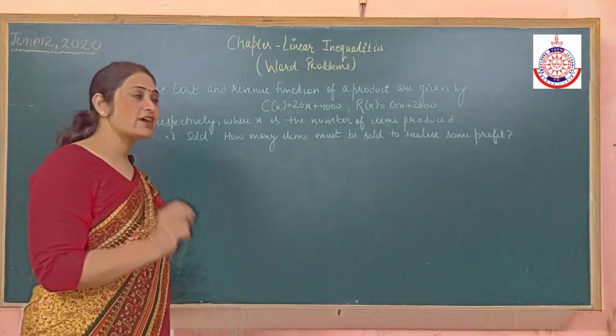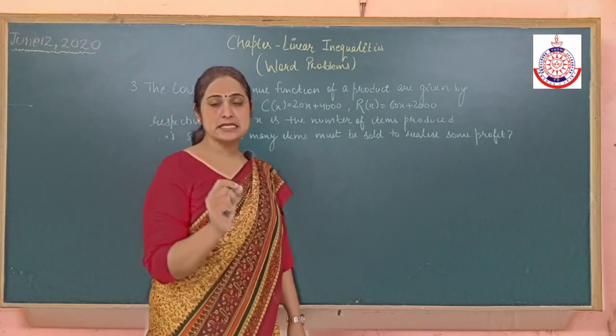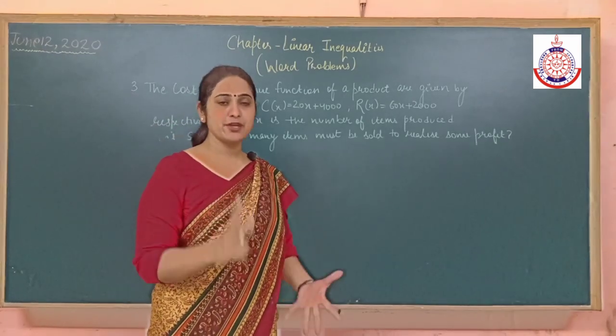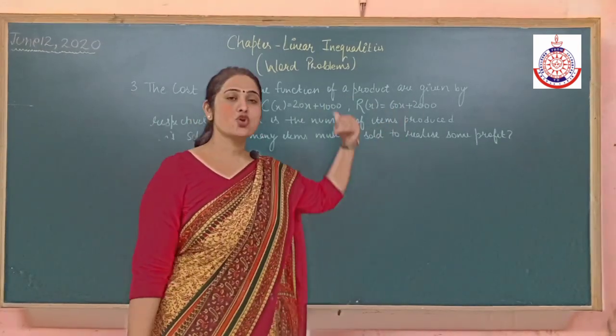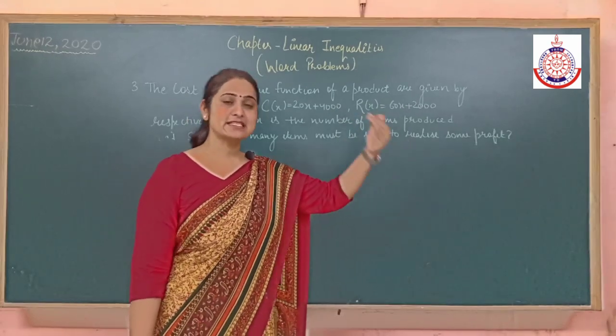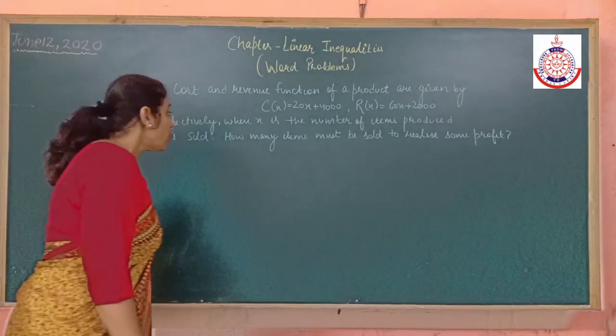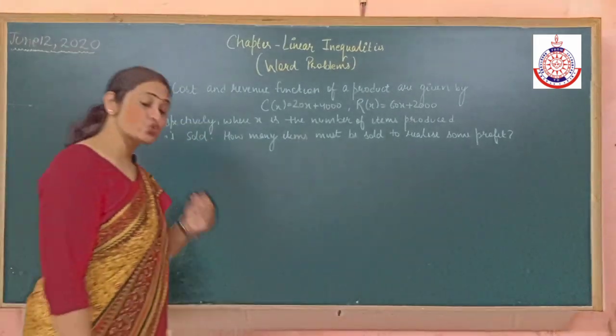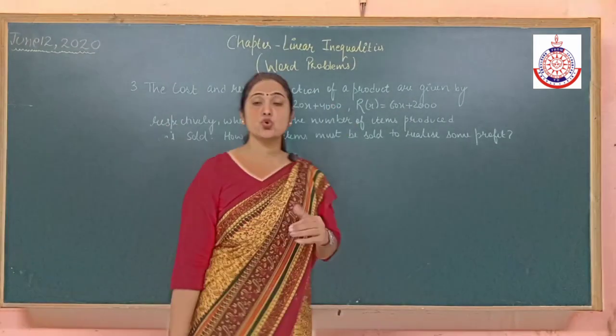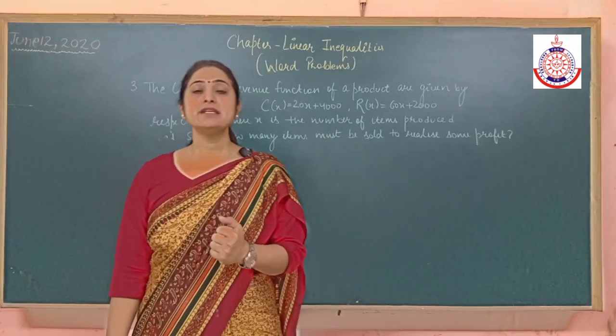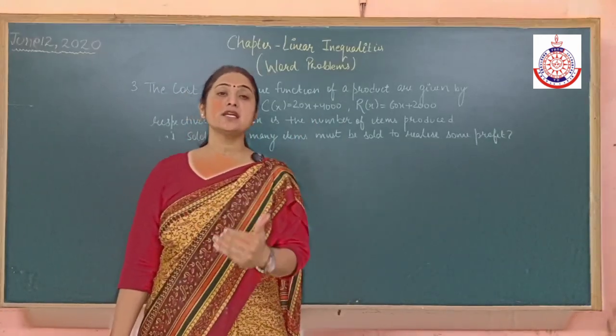Where x is the number of items produced and sold. x means the number of articles. Suppose our x is 1, that means 1 item is produced and sold. I'll put x, I'll get cost. If I put x equals 2, I'll get some other cost, 3 and so on. He says, how many items must be sold to realize a profit? Means to get a profit, how many articles must be sold?